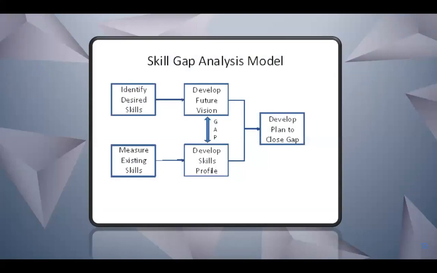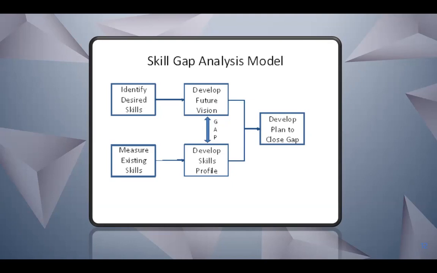Let me explain about the analysis and the importance of analysis. First of all, you will identify the desired skills: what we actually want, what outcome is necessary for us. Then measure the existing skills, what we already have. So between these two things, what we already have and what we want, there is a gap.